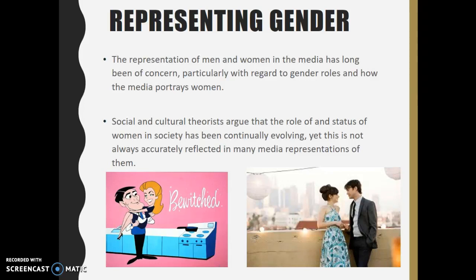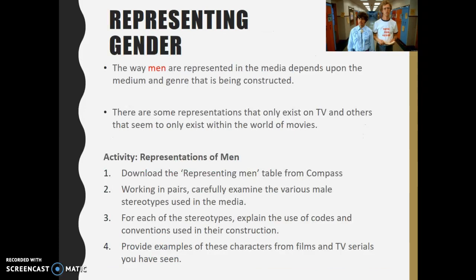Alright, so representing gender. The way men are represented in the media depends upon the medium and genre that is being constructed. There are some representations that only exist on TV and others that seem to only exist within the world of movies. What I want you to do now is go to page 8 of your media representations booklet.